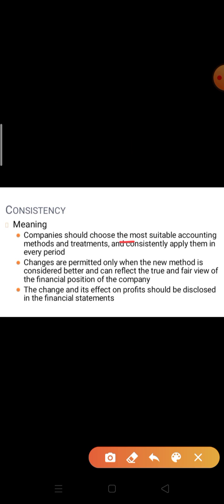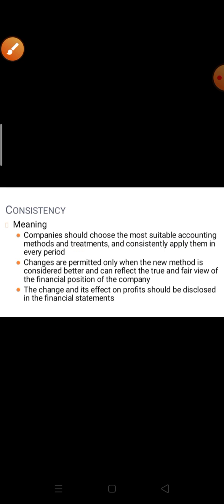Companies should choose the most suitable accounting methods and treatments and consistently apply them in every period. Changes are allowed only when the new method is considered better and can reflect a true and fair view of the financial position of the company. The change and its effect on profits should be disclosed in the financial statements so that users know about the methods which are used in the company. This is the meaning of consistency.